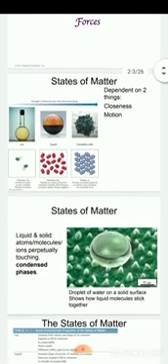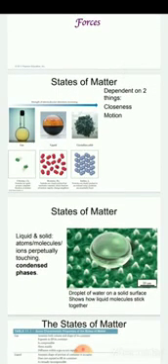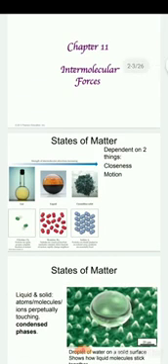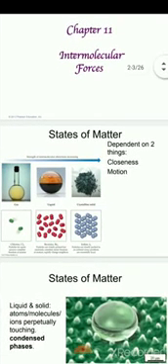The topic is called intermolecular forces. So what does inter mean? Inter means between two different molecules. Intermolecular forces are a very important topic, and several physical properties of molecules can be explained by comparing intermolecular forces. And states of matter also depend on intermolecular forces.